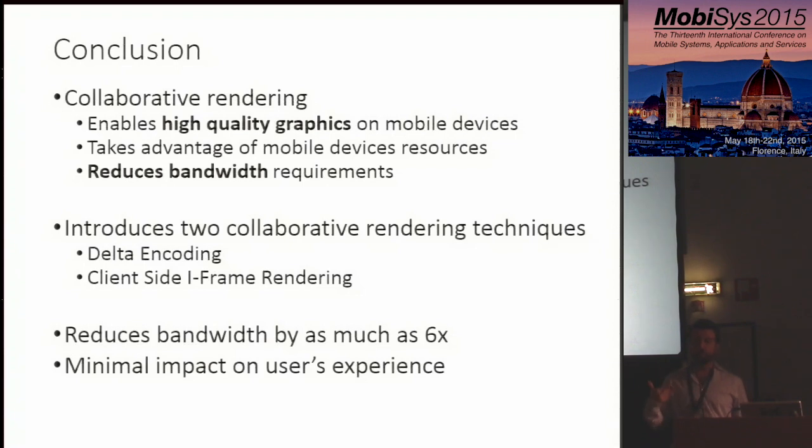I just introduced two collaborative rendering techniques. The first one, delta encoding, and the second one, client-side iframe rendering. With those two solutions, we can reduce bandwidth by as much as 6 times, or stream games for as little as 600 kilobits per second. All of this is done with a minimal impact on the user experience.